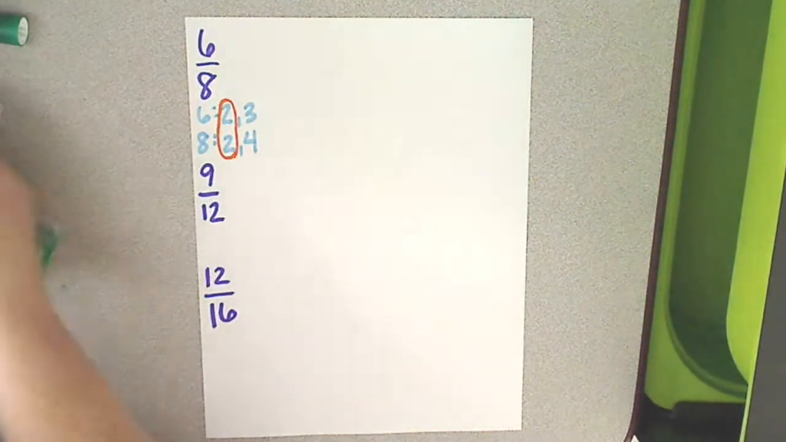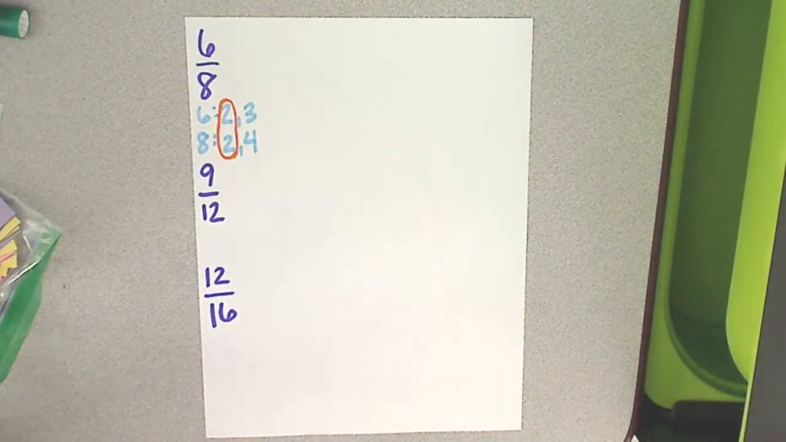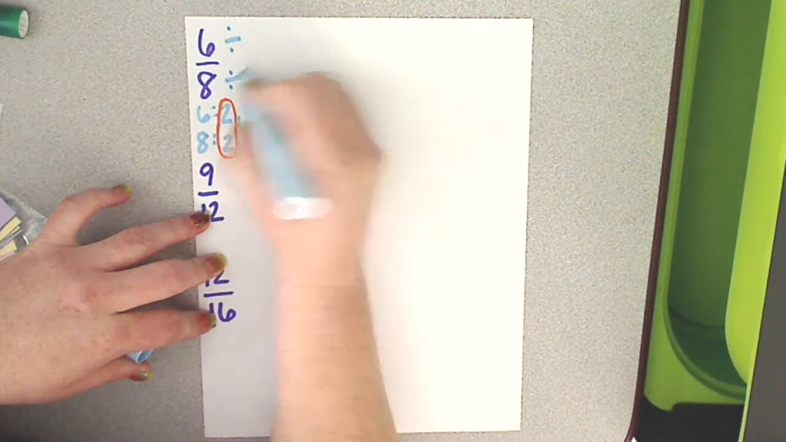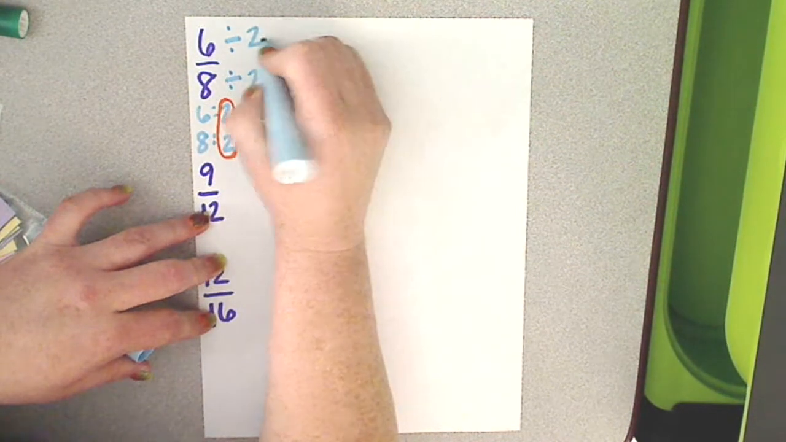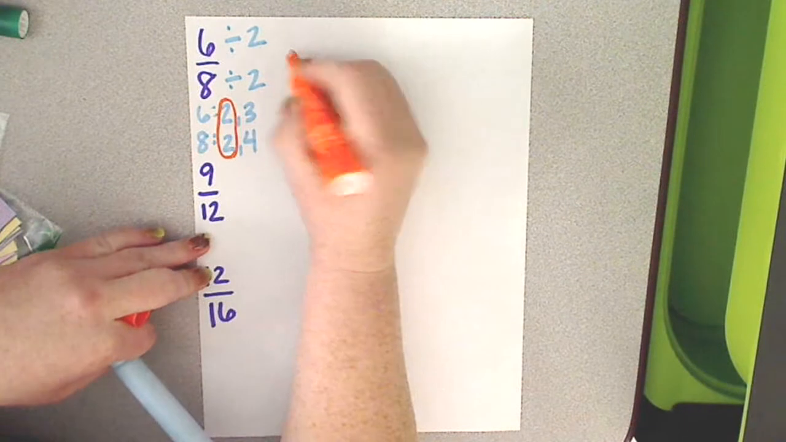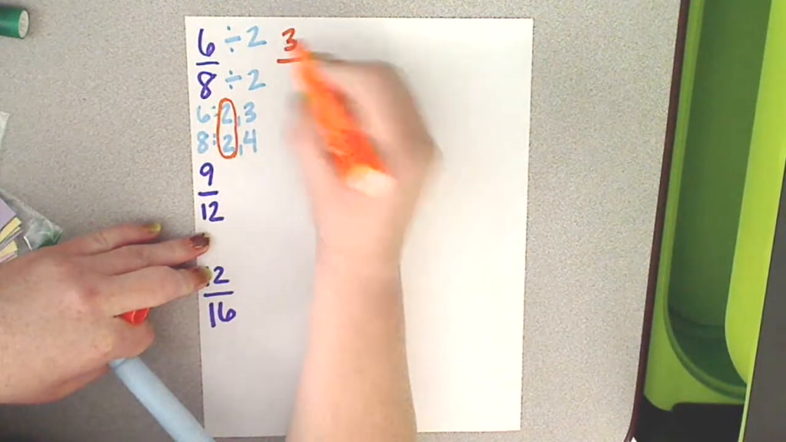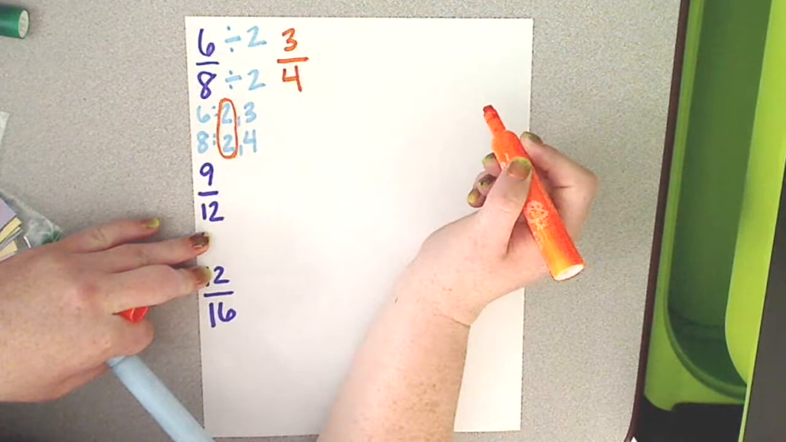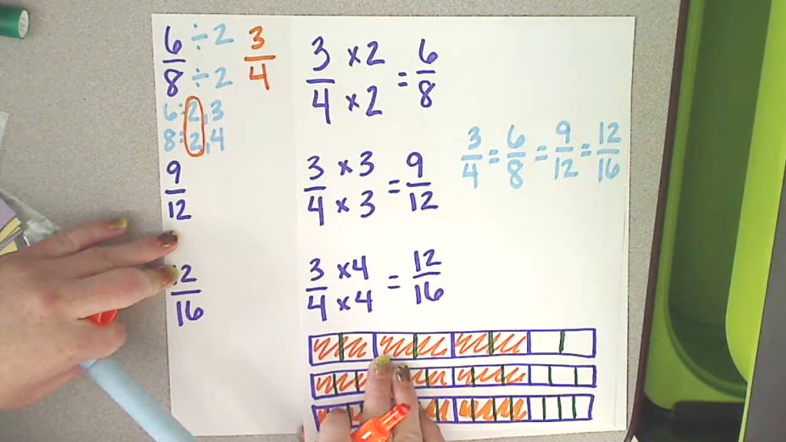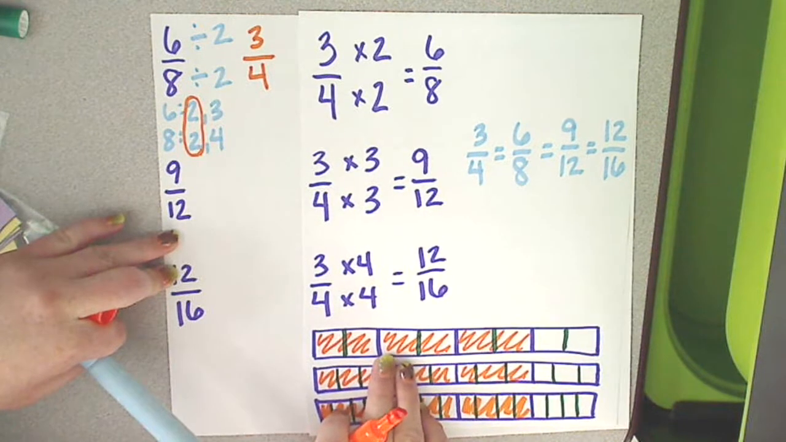Now, yes, I know we can divide both of them by 1, but if we're dividing by 1, we're keeping the fraction the same, and that's not the point. So we're going to divide our numerator and our denominator by 2. And this is going to give us a brand new fraction. 6 divided by 2 is 3. 8 divided by 2 is 4. Wait. That looks familiar. That looks really familiar.